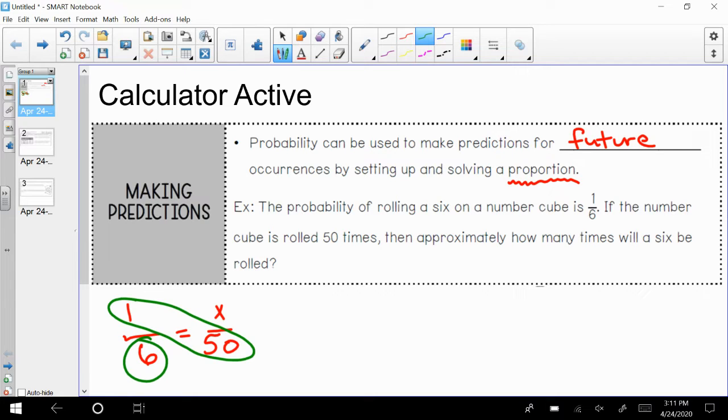But on the other hand, I like just to think about it like this. The probability is 1 out of 6 and you're doing the experiment 50 times. So you can just set it up this way. And this actually gives you a fraction, 8 and 1/3 times. So since the fraction is 1/3, we'll just round it down to 8 times. Okay. So we're basically taking the probability of that event occurring and multiplying it by the total number of events, or of what's gonna happen. Let's look at another example.